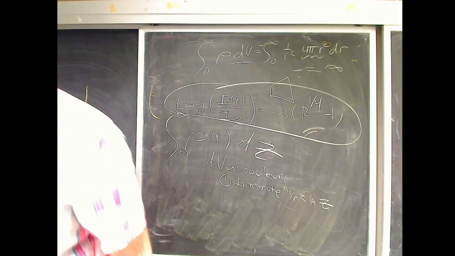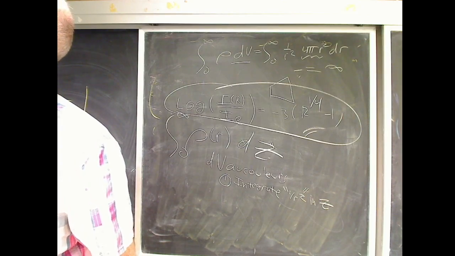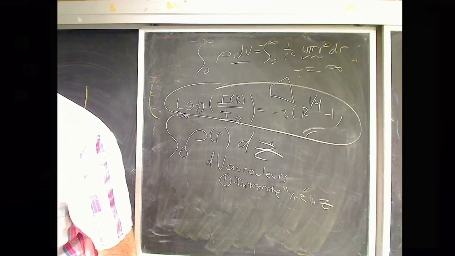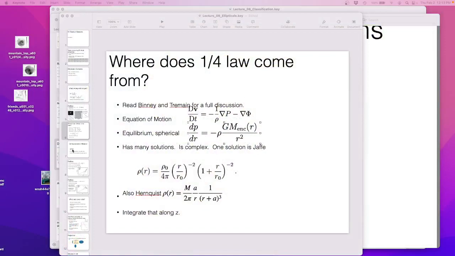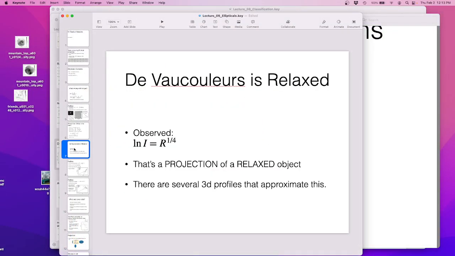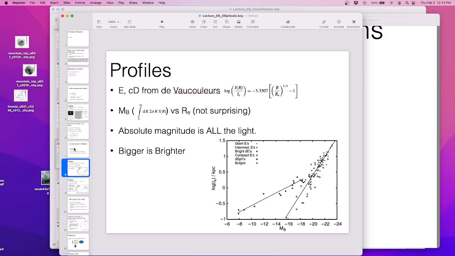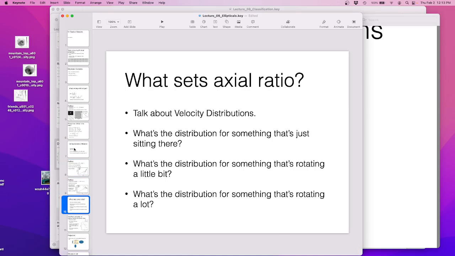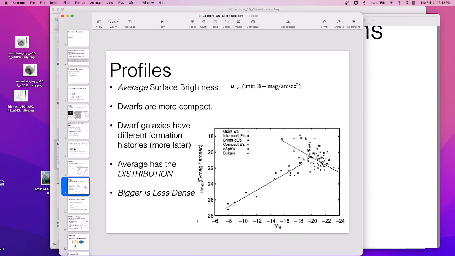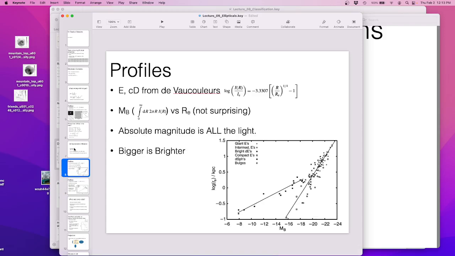Okay. Where's my doer? Oh, it's way over here. Okay. So this is the projection of a relaxed object. That's the important bit. I want to talk about that now. This feels out of order, but I'm going to talk about it now anyway.